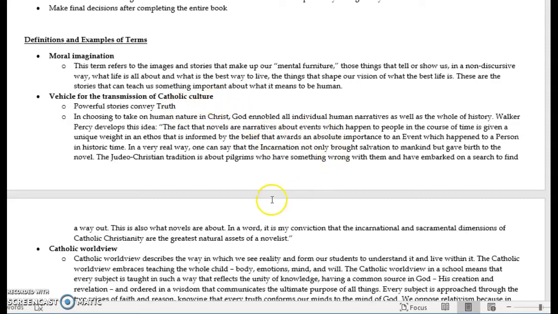There's a quote here about novels. The fact that novels are narratives about events which happen to people in the course of time is given a unique weight in an ethos that is informed by the belief that awards an absolute importance to an event which happened to a person in historic time.